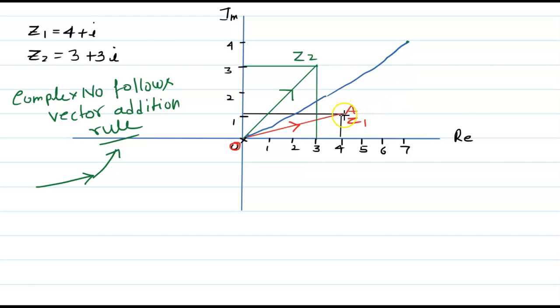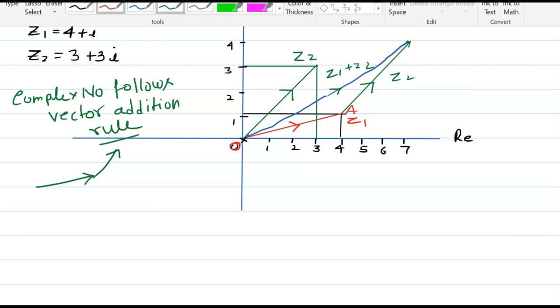So like this. This is exactly like z2 here, because this is the head of the first vector, it is joining the tail of the second vector. So this is z1 and this is z2, and their resultant is given by z1 plus z2, and you can join them.